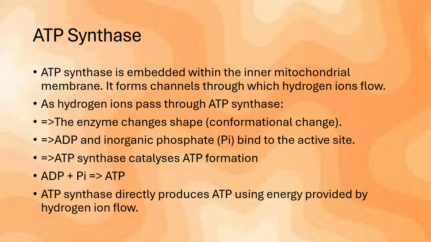So ATP synthase is embedded within the inner mitochondrial membrane. It forms channels through which the hydrogen ions can flow. As hydrogen ions pass through ATP synthase, the enzyme changes shape. The ADP and the inorganic phosphate bind to the active site, and the ATP synthase catalyzes the ATP formation. You might be very familiar with the formula, and then ATP synthase directly produces ATP using the energy provided by the hydrogen ion flow.